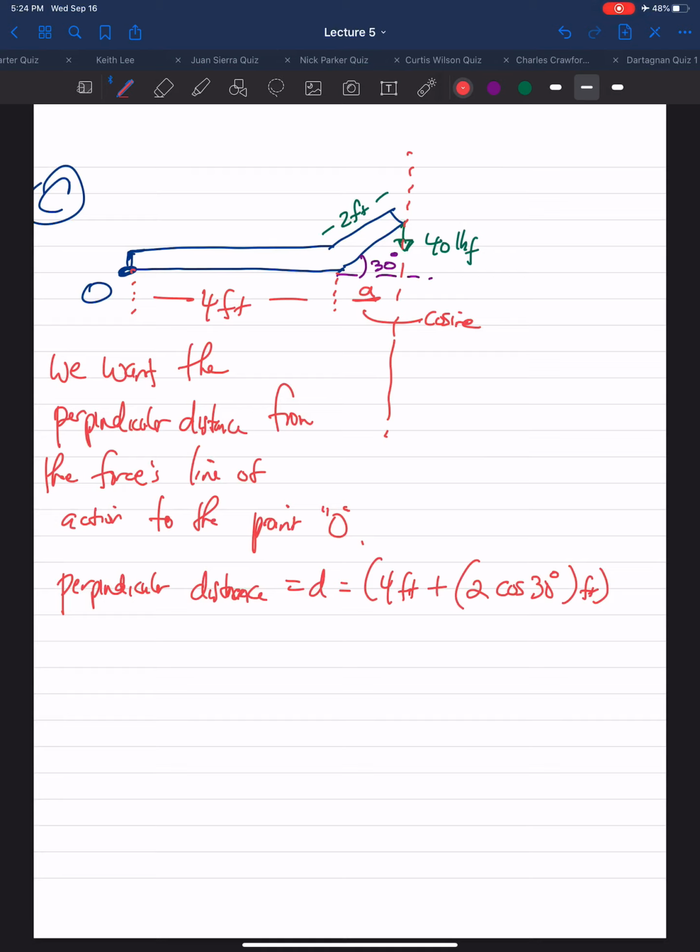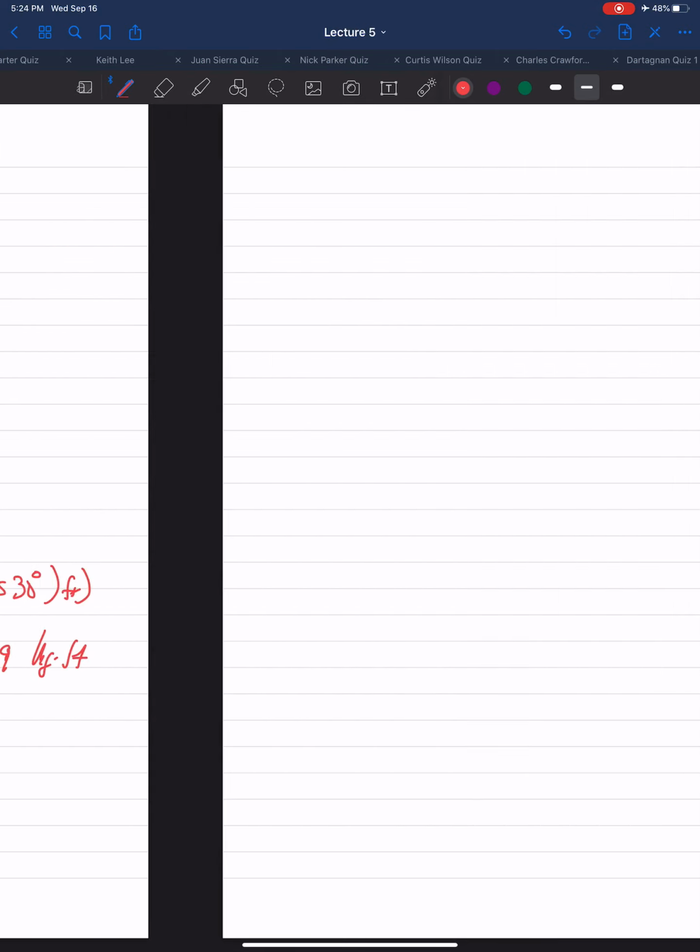Therefore, the moment the 40-pound force causes about point O is the force times the perpendicular distance, 4 plus 2 cosine 30 degrees feet. It gives you 229 pound force feet. Let's look at problem D.